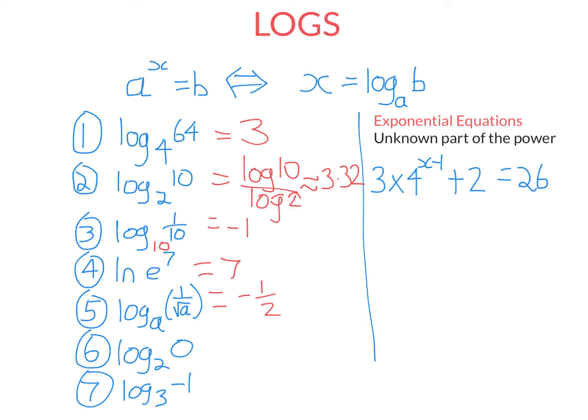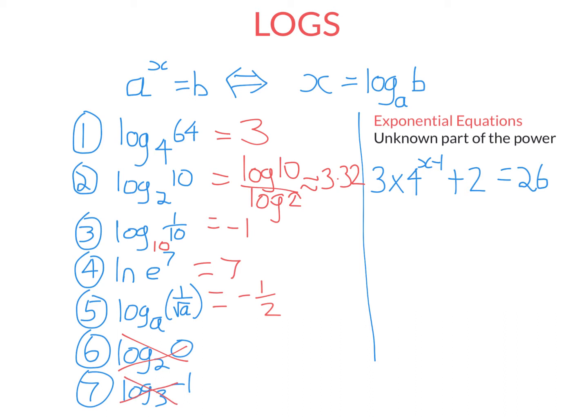So these last two, it turns out, are undefined. You can't raise 2 to any power to get 0. That's why that's undefined. And similarly, you can't raise 3 to any power to get minus 1. If you raise a positive number to any power, the answer's always positive.